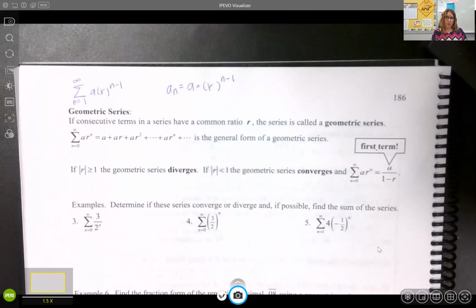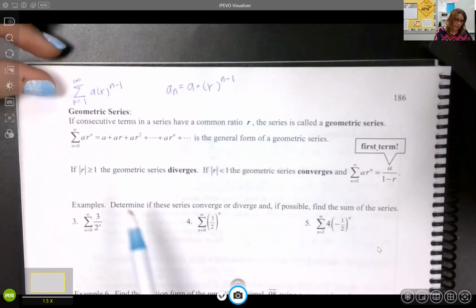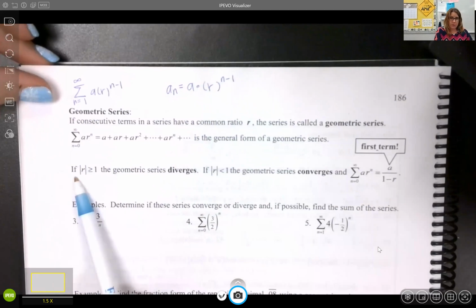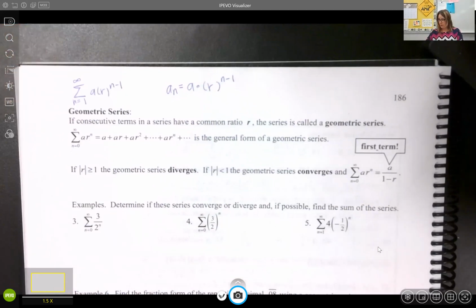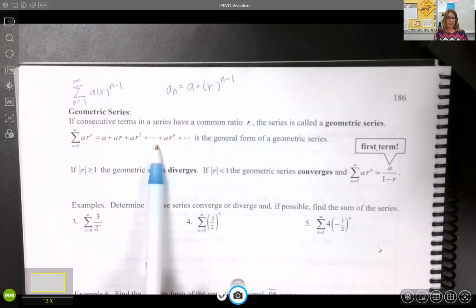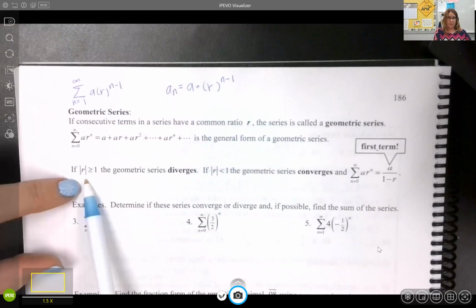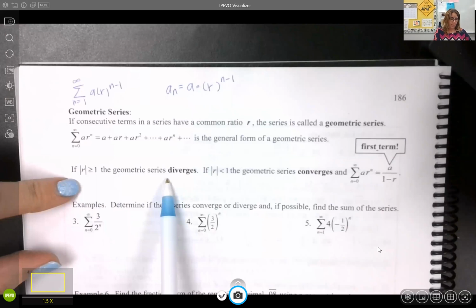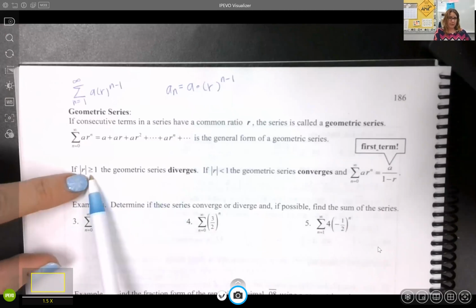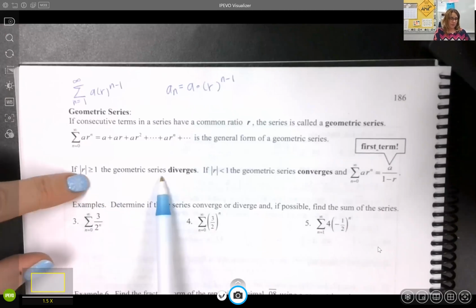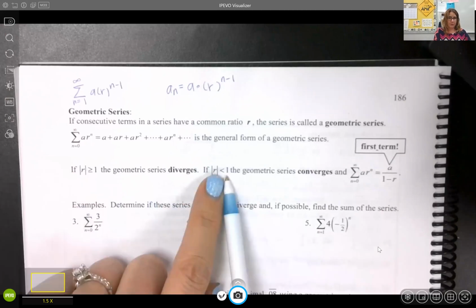The general form. Okay. Now, what we need to know is that if the common ratio, so remember how we get the common ratio? Think about it for a minute, see if you remember. How do we get that common ratio? We divide the next term by the previous term to get r, okay? So if the common ratio, the number you're multiplying by, is greater than 1, the series diverges. If it is less than 1, it converges.